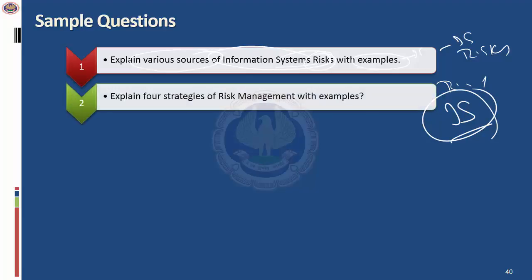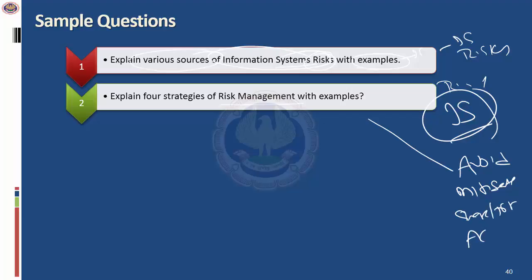Explain 4 strategies of risk management with examples. Now you should be very clear about what are the 4 strategies which you can adopt. First, you avoid, which means you decide not to do that activity. Second, you decide to minimize or mitigate. Third, you share or transfer. And the fourth one is you accept.